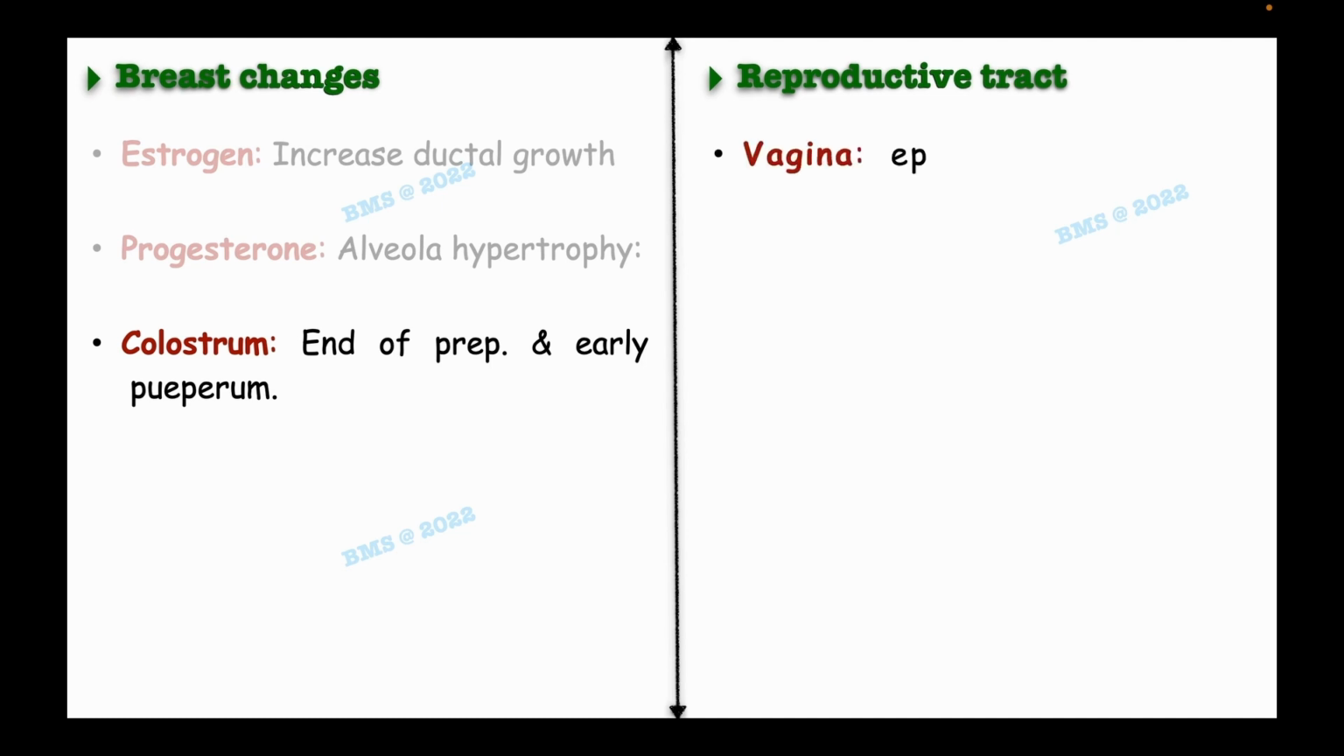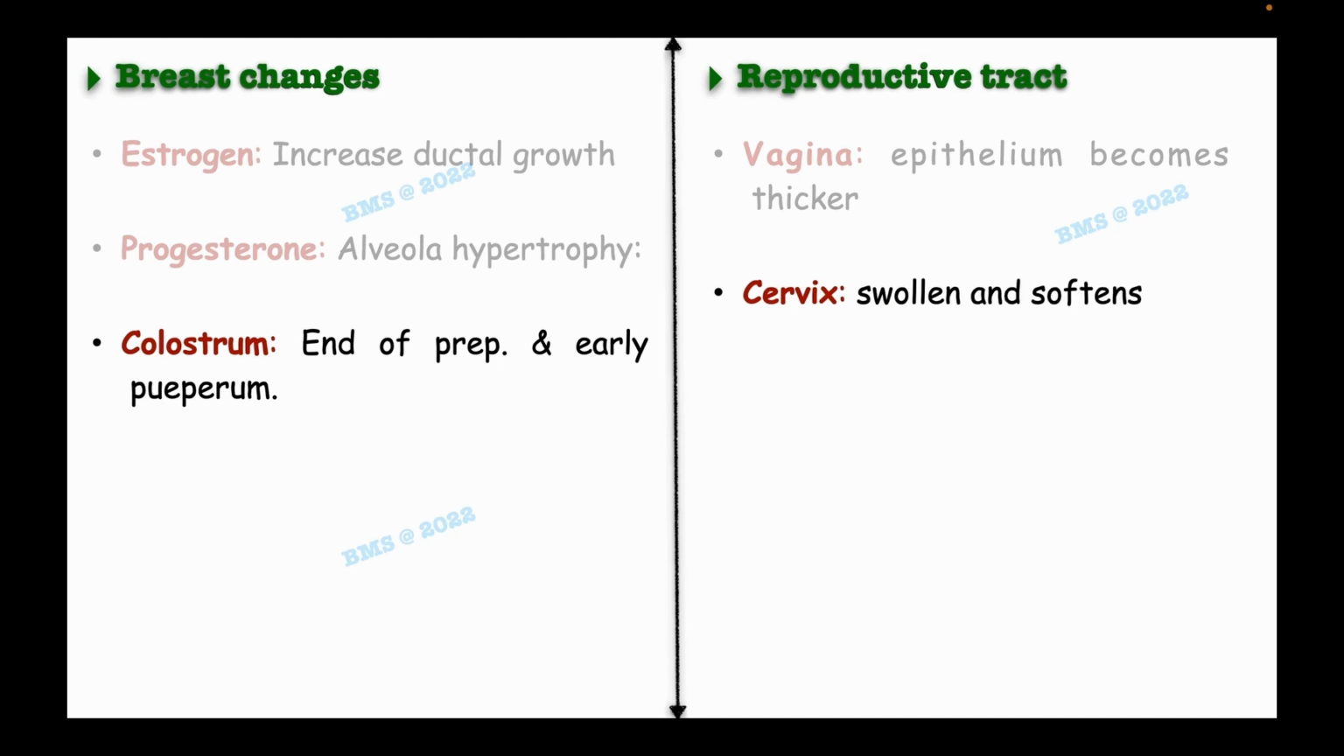Now, with the vagina, we realize that there is an increase in the thickness of the vaginal epithelium, and this is because there is increased blood supply to the area. Then also we have the cervix becoming swollen and softens. As we've seen, we talked about the signs of pregnancy, and so the cervix gets swollen and softens.